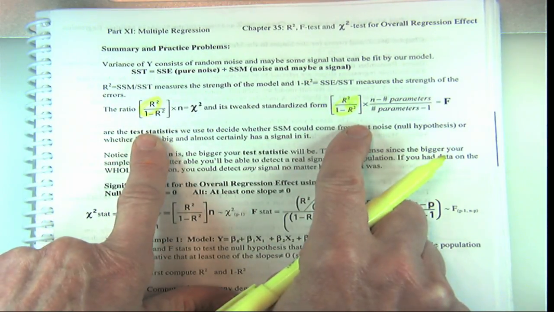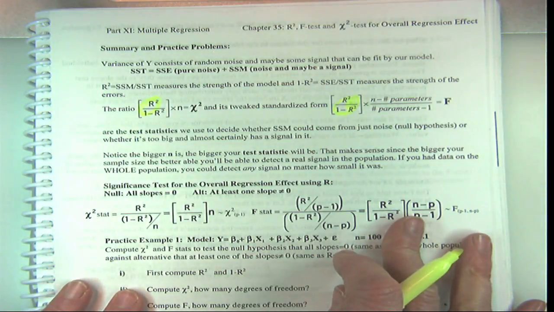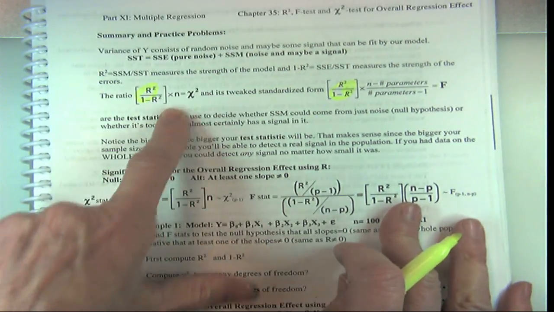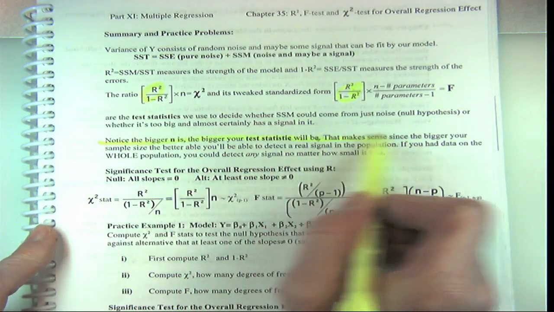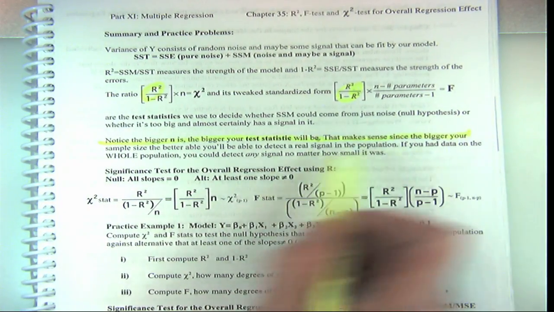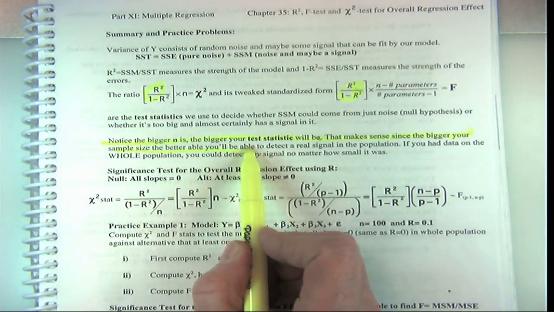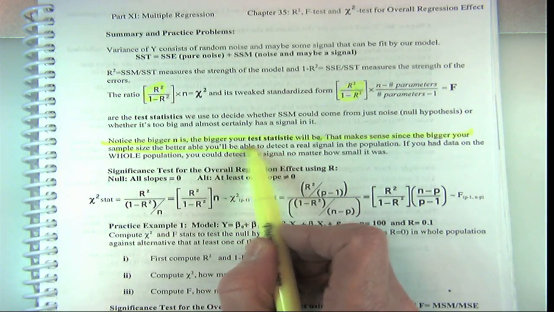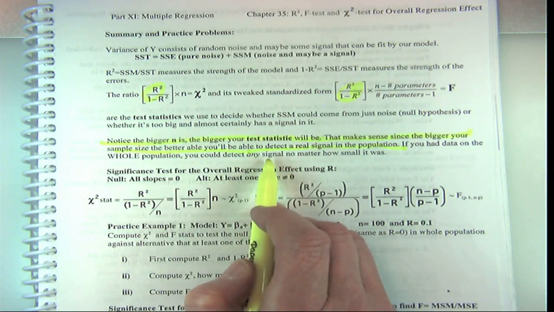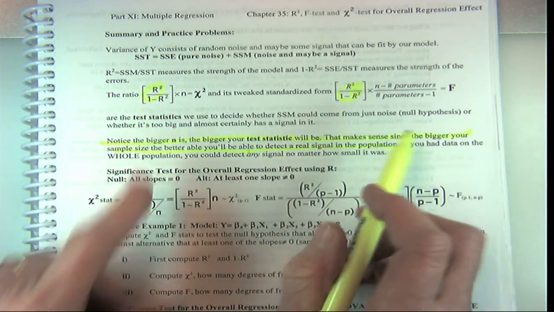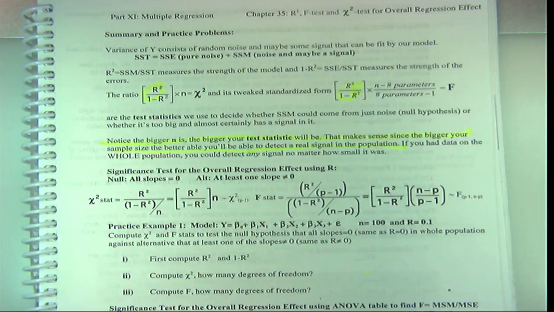And those are the test statistics, okay? And notice the bigger n is, the bigger your test stat will be. That makes sense. Since the bigger your sample size is, the better able you'll detect a signal in the population. If you had data on the whole population, you could detect any signal. So the bigger your n is, the better you'll see a difference if it exists.